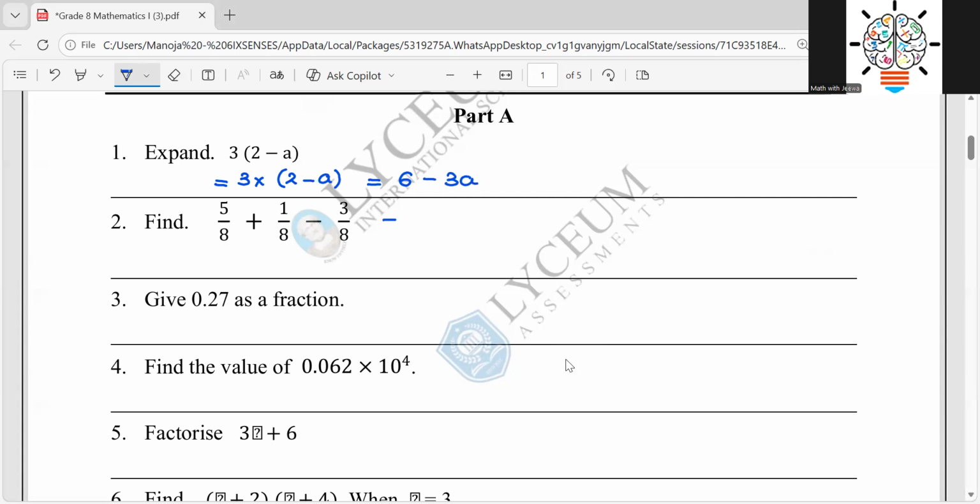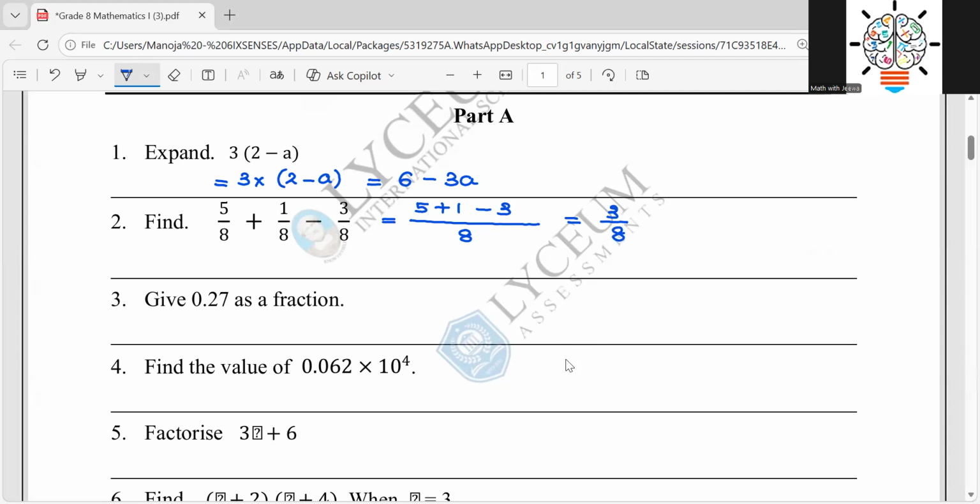Then this is very easy. You have the same denominator. You draw the longer line. You keep the denominator like this. And you add the numerator values and subtract, right? 5 plus 1, 6. 6 minus 3, 3 over 8.